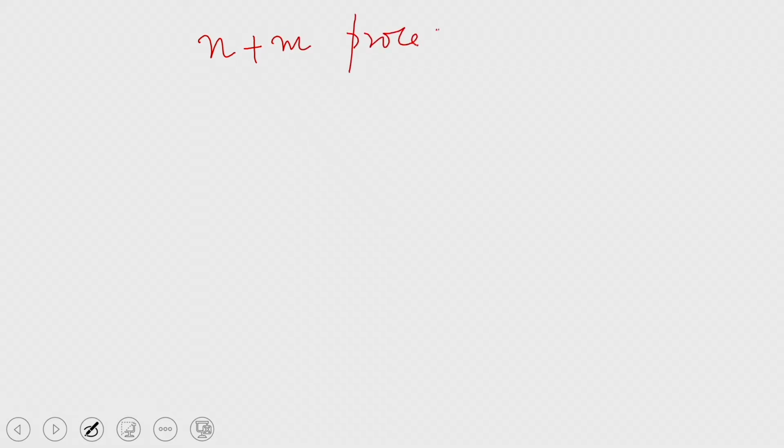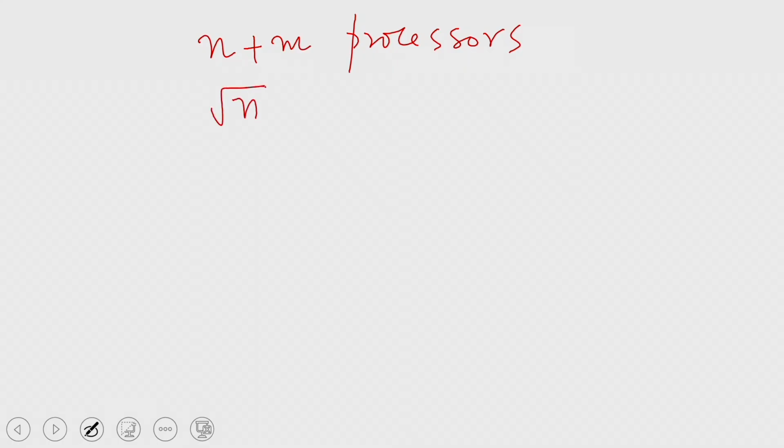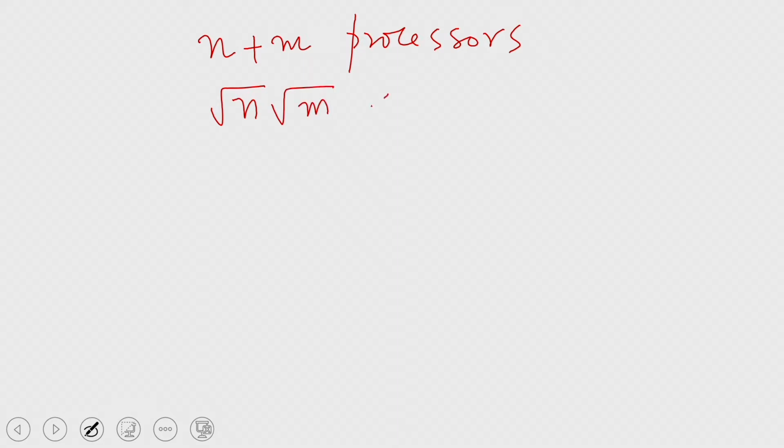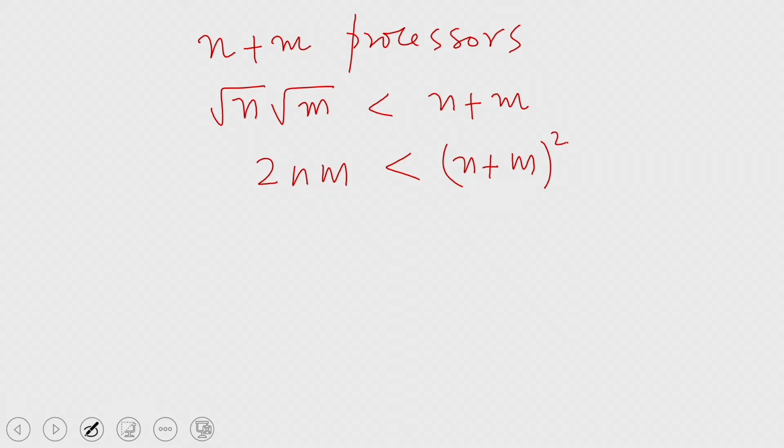Here we assume that we have n plus m processors. Later on we shall see how to reduce the number of processors. So to begin with, we assume that we have n plus m processors, but then recollect that square root of n into square root of m is less than n plus m. That is because 2nm is less than n plus m the whole square.